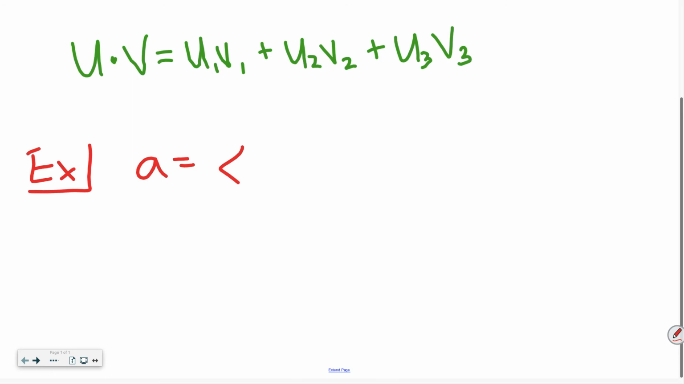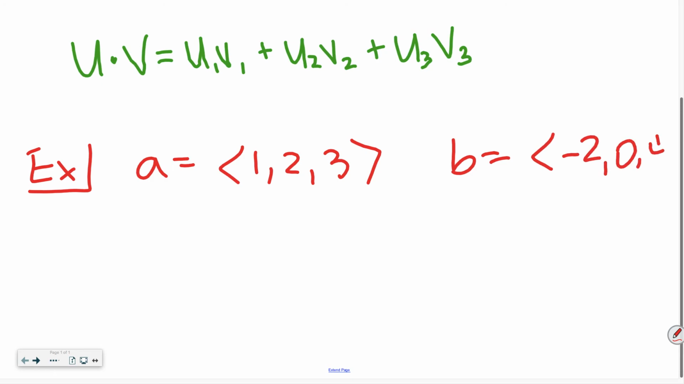So I have vector A is the vector 1, 2, 3. And vector B is the vector -2, 0, 4. Please calculate for me A dot B.